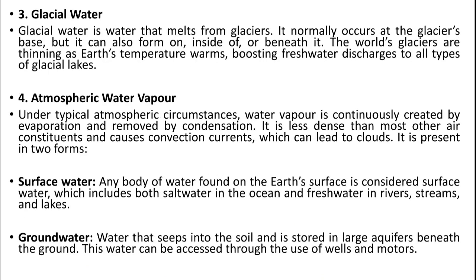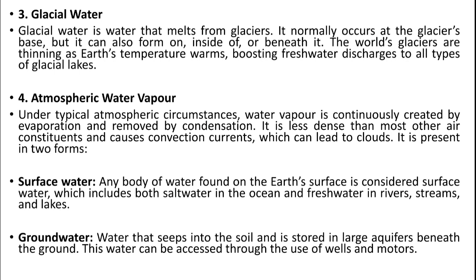Then glacial water. Glacial water is water that melts from glaciers. It normally occurs at the glacier's base, but it can also form on, inside or beneath it. The world's glaciers are thinning as Earth's atmosphere warms, boosting freshwater discharges to all types of glacial lakes.